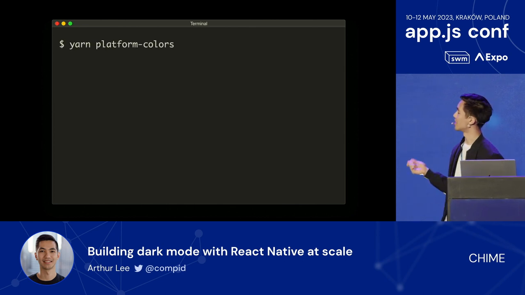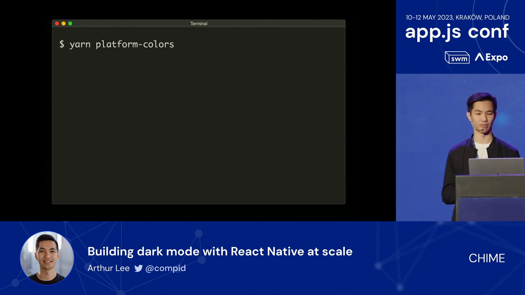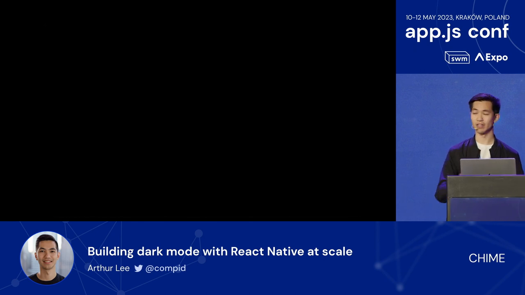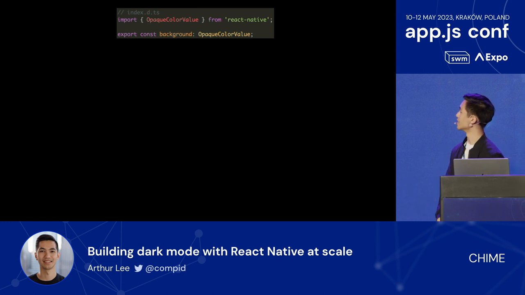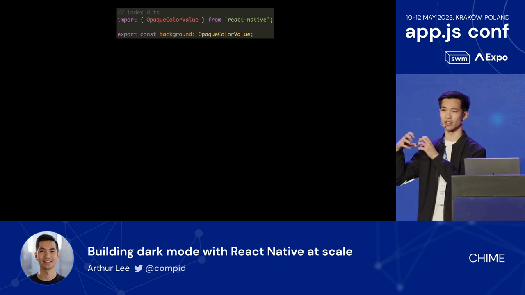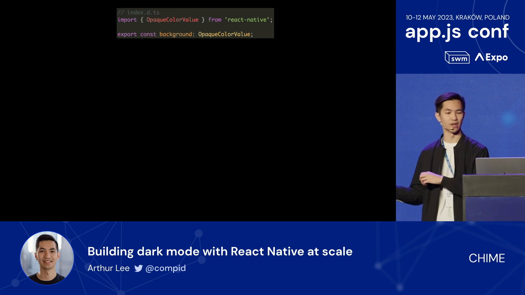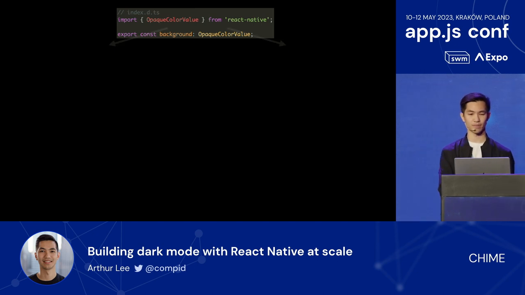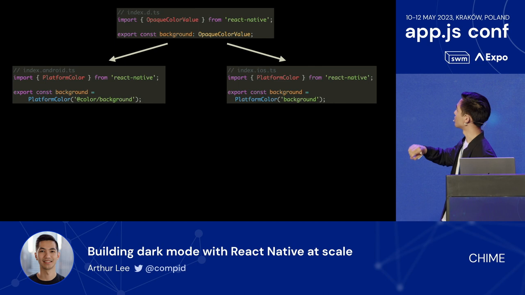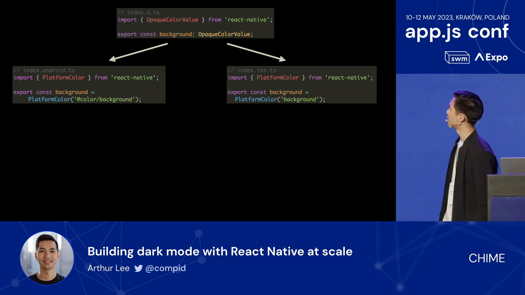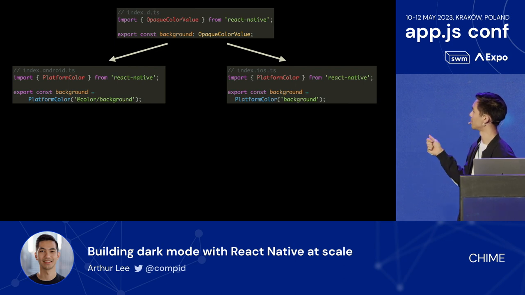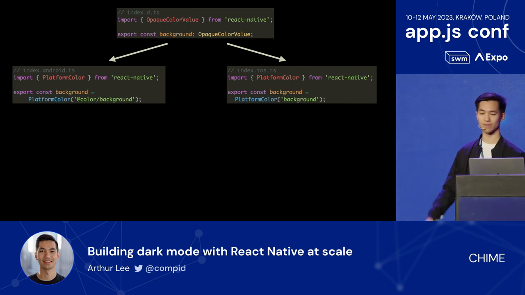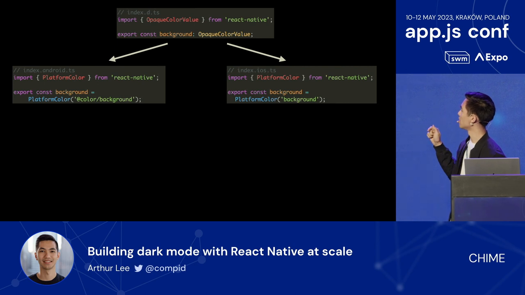And then we ran yarn platform colors, which is the package script that came with the package. And it generated a bunch of stuff for us. It started off with generating an entry point, so these are the color objects, if you will, that we will import from our components. Then it generated iOS and Android TypeScript or JavaScript files. And this is actually the one and only place that we are calling the platform color API from React Native. And each of these color values are actually objects that are references to specific colors.